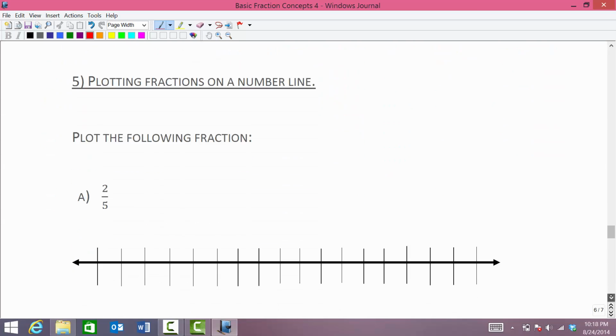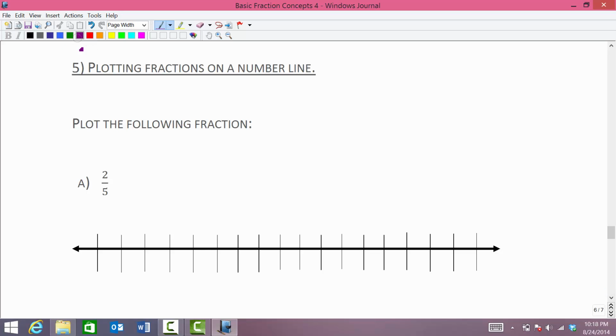The last thing we want to talk about here is plotting values or fractions on a number line. Remember that the denominator still represents the number of equal pieces. So let's say that we have 0 here, and 1 here, 2 here, -1 there.